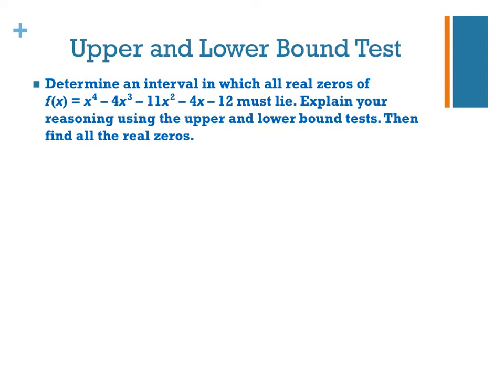So what do we have here? An upper and a lower bound test for this polynomial function f of x, and it says determine an interval in which all real zeros of f of x must lie. Explain your reasoning using the upper and lower bound test, then find all the real zeros. So first of all, this polynomial function f of x we know has a possibility of having 4 zeros, because my degree is equal to 4, so that means that we have 4 possible zeros. Doesn't mean it actually has 4 zeros, it's just a possibility.